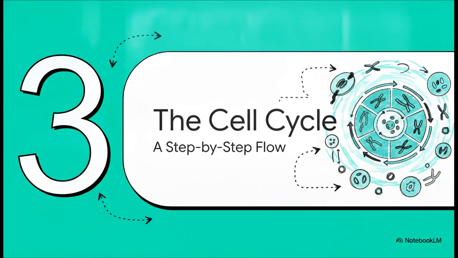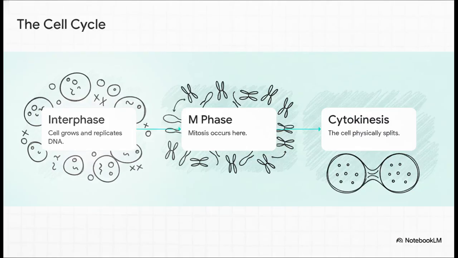Let's hit Section 3, the cell cycle explained, taking a look at a step-by-step flow. Following this chronological timeline, you can clearly track how a cell actually spends its life. Step 1 is interphase. This is essentially the big prep phase where the cell grows and replicates its DNA, creating those sister chromatids we were just talking about.